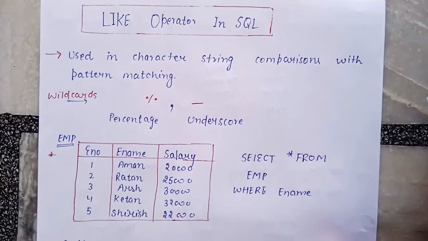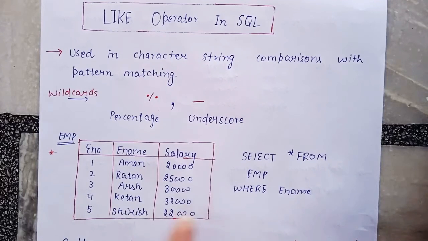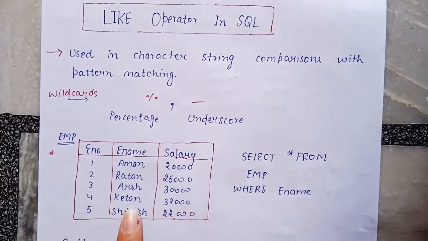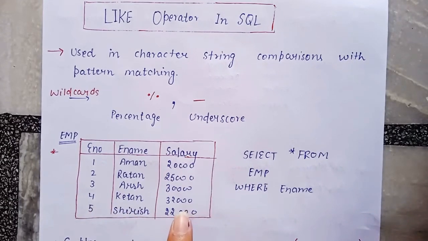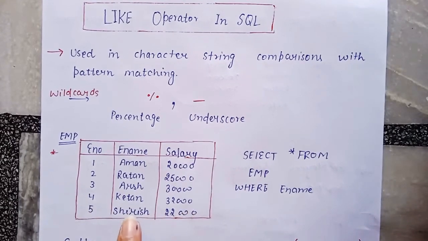For example, this is an employee table. We have three columns: employee number, employee name and salary. This is a column that consists of numeric data, and this is also a column that consists of numeric data, and this is the only column that consists of character string data. So these are all strings. We can only perform the LIKE operator on columns that consist of character strings. So this is the use of the LIKE operator: it is used to compare character string patterns.